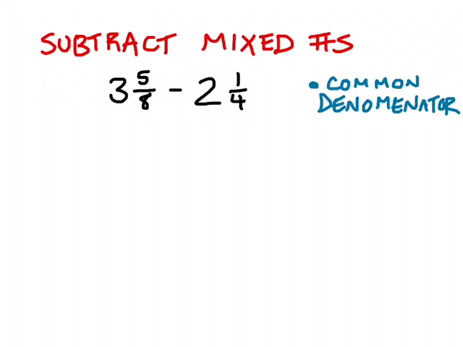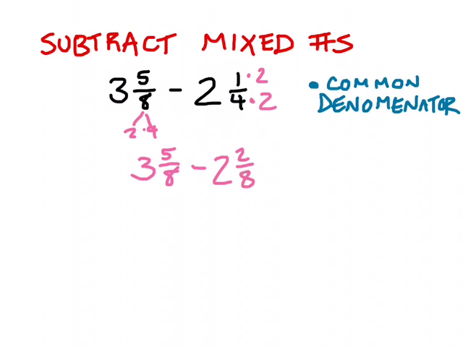So in this case, I see that an 8, which is 2 times 4, is made up of a 4. So I don't have to change the 8 at all. I'm just going to multiply my 4 times a 2, and I'll do that to the top and bottom. Hopefully we're getting the sense of this. And so I'm going to have 3 5/8 completely unchanged minus 2 2/8.